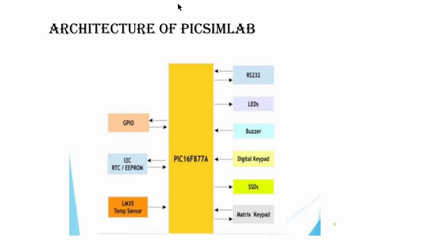Now the matrix keypad refers to a simulated circuit where multiple push buttons are arranged in a grid, allowing you to detect which key is pressed by reading the corresponding rows and columns on connected PIC microcontroller pins.